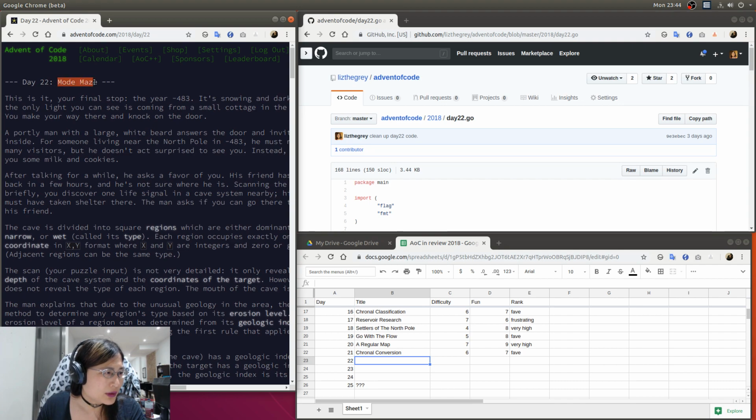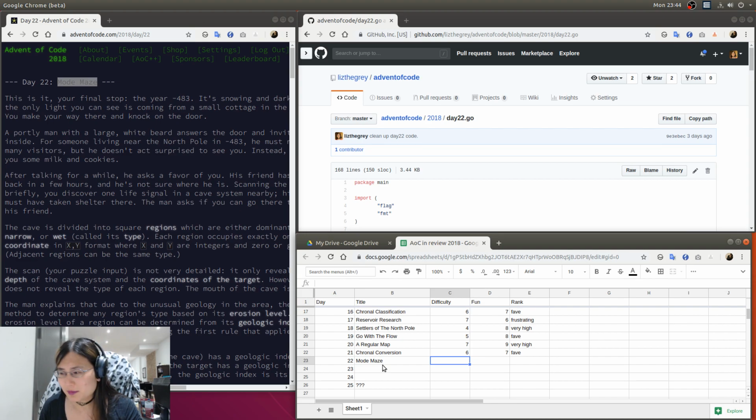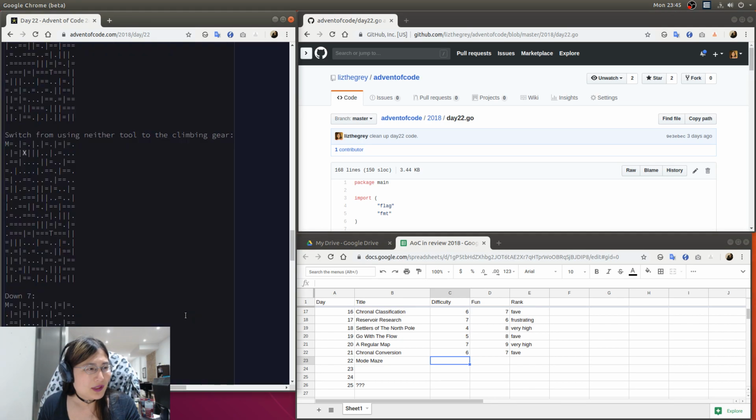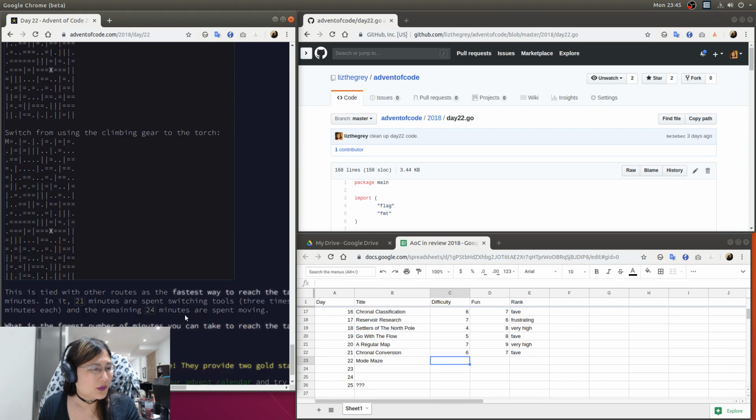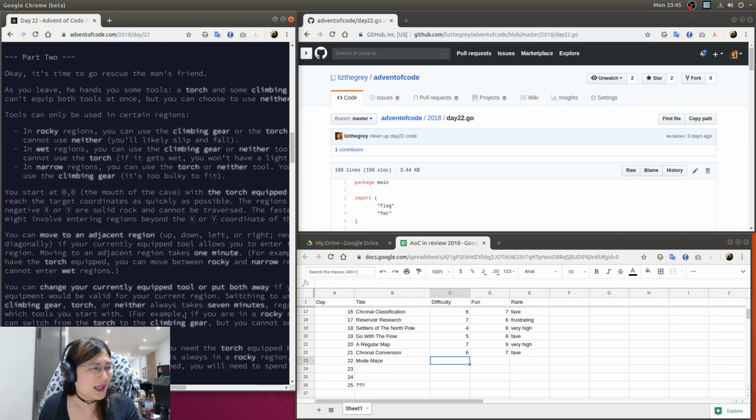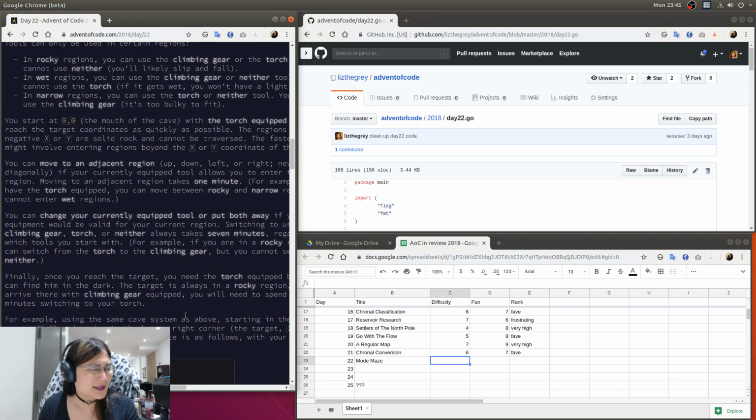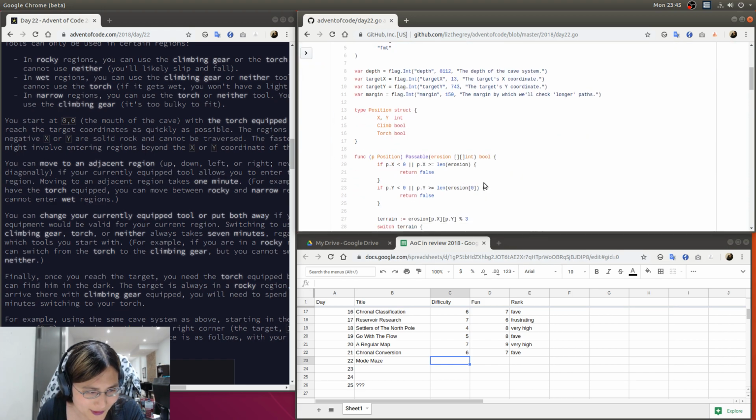And the trick here, which I got pretty quickly, I know that other people struggled with, was the idea that, because you have to have specific equipment on at specific types of terrain, and because you have to take time to switch between equipment, I modeled each of the different states as a separate node and constructed the graph that way. Other people who didn't do that really struggled a lot more with it.